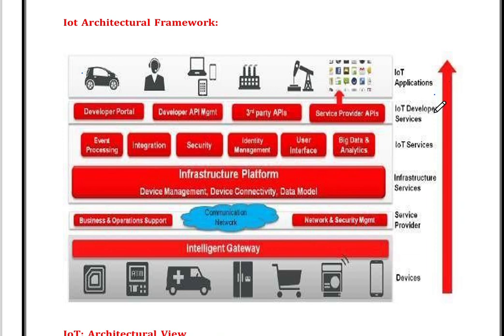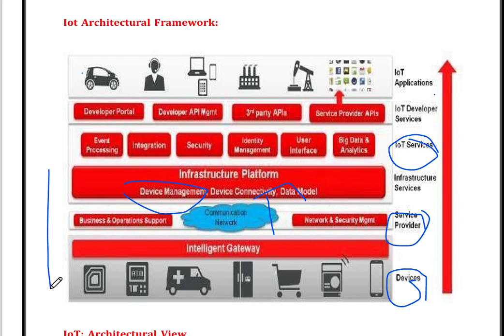IoT applications start from devices because without devices we cannot connect anything. Then it comes to the service provider. Service providers are basically business, operation, or network security, who provide a service to this. And then comes the infrastructure platform, where device management decides which devices to connect where, and machines to IoT services. What are IoT services? IoT services come in four parts, because before that, without a network, none of those things are possible.